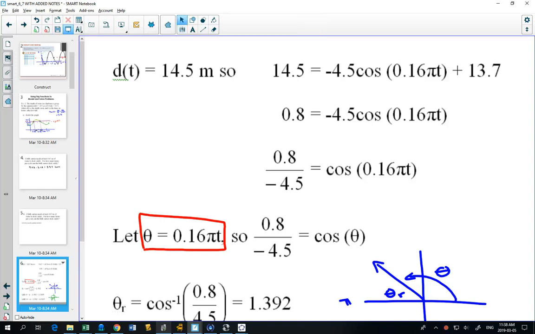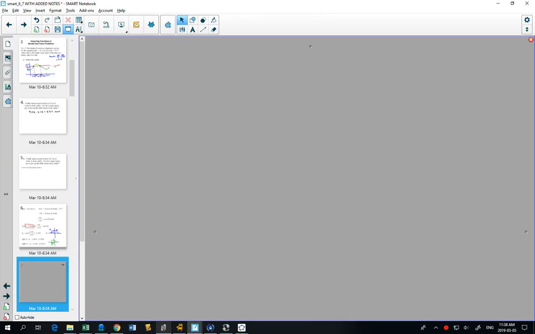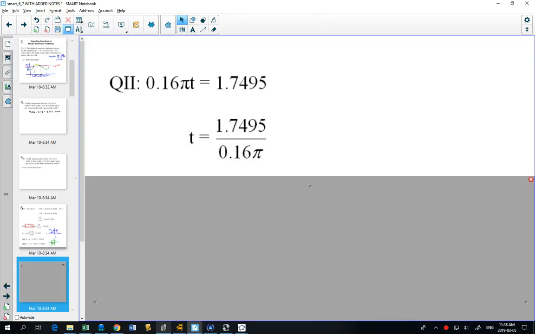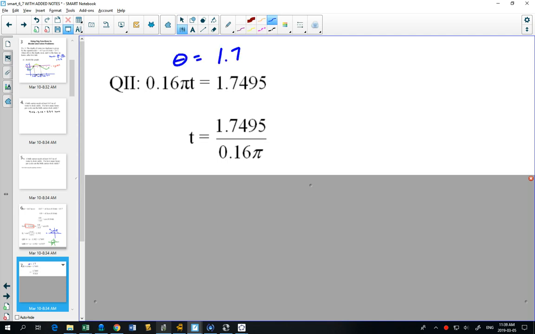Then after solving for theta, we can now go to quadrant 2 instead. And we had, in quadrant 2, we had theta equals 1.7495. So now we can substitute back, since theta was equal to this, 0.16 pi times t equals 1.7495. At this point, how do you solve for t? You'd have to divide by 0.16 pi.